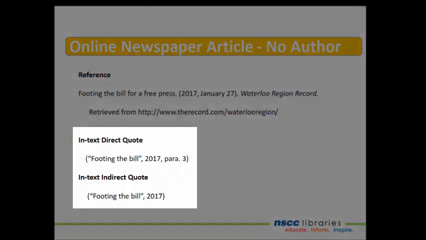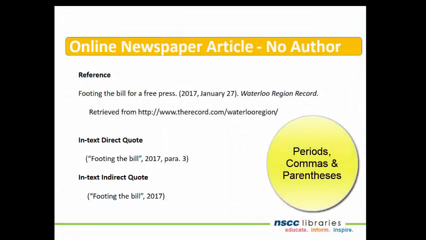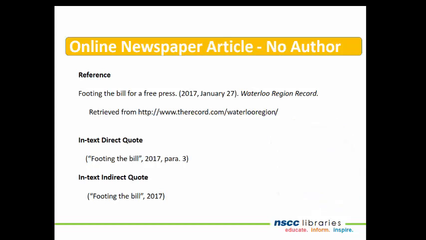When creating in-text citations for references that have no authors, use the first few words of the title and enclose the title in quotation marks for both direct and indirect quotes. In the direct quote example, note the use of the paragraph number in which the direct quotation is located. Use the abbreviation PARA period when no page number is provided. Note the use of commas, periods, and parentheses.